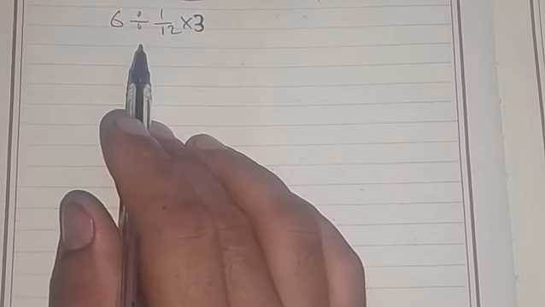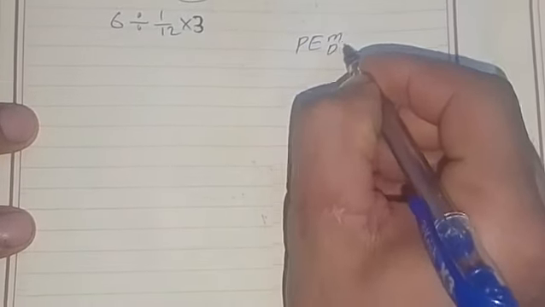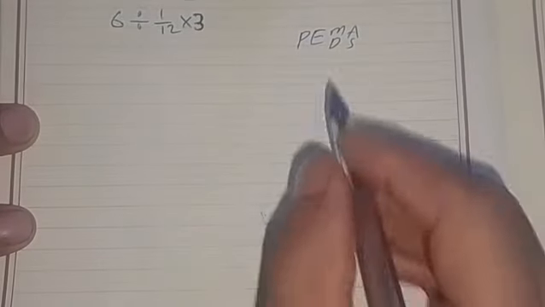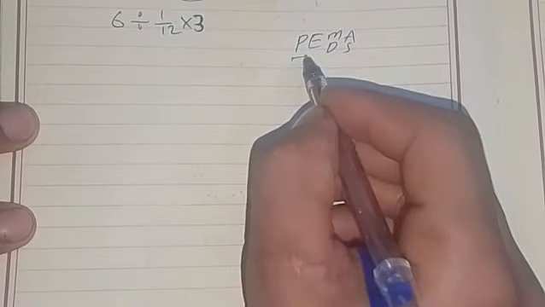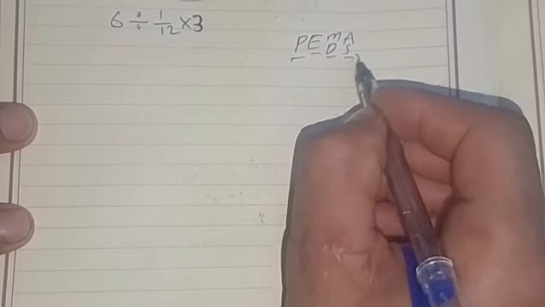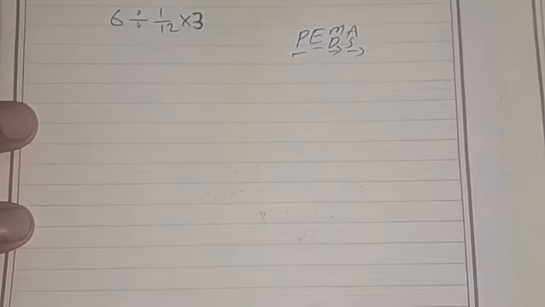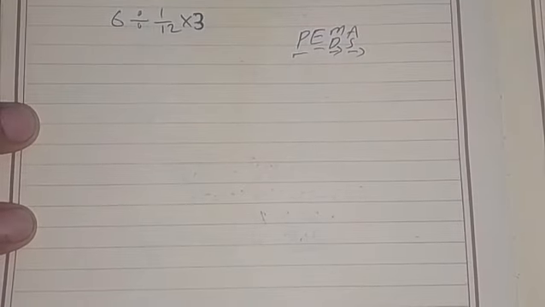Today we find the value of this fraction: 6 divided by 1 over 2 multiplied by 3. So according to the rule of mathematics, PEMDAS, first we solve parentheses, then exponent, then multiplication or division, and then addition or subtraction. Multiplication or division we solve from left to right, and addition or subtraction we solve from left to right.